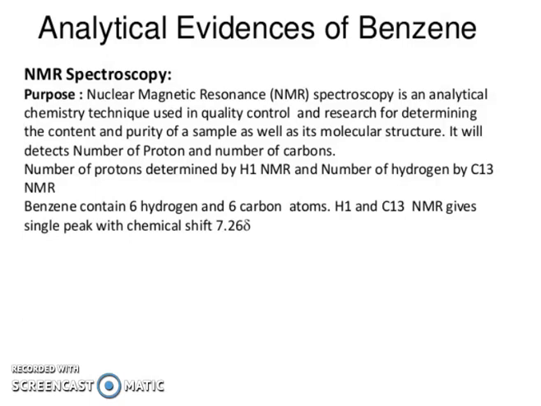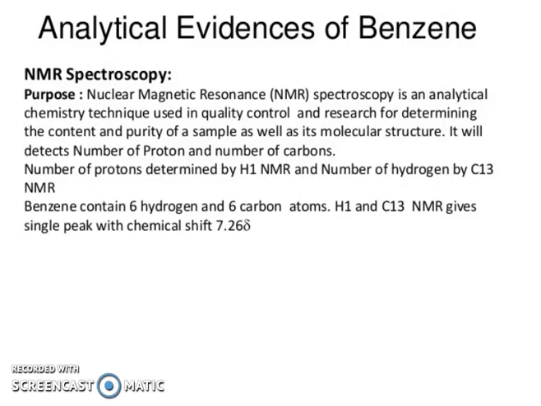NMR spectroscopy. What is the purpose? Nuclear magnetic resonance spectroscopy is an analytical chemistry technique used in quality control and research for determining the content and purity of a sample as well as its molecular structure. It will detect the number of protons and the number of carbons. Number of protons is determined by proton NMR and number of carbons by carbon-13 NMR. So number of protons, number of carbons, and types of carbon are determined by carbon-13 NMR.